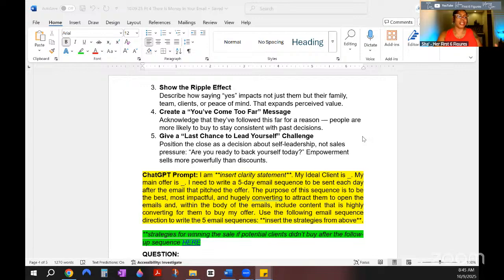Okay. Number 4, create a "you've come too far" message. So acknowledge that they've followed this far for a reason. Okay, because usually people that are on your email list, they got on there for a reason. They want something that you have been very aligned in talking about. This is why you can't be jumping around with all these different types of offers. They got on your list in a lead magnet that makes sense for your offer. Okay. You've been nurturing around the transformation and the pain points that are associated with your offer.